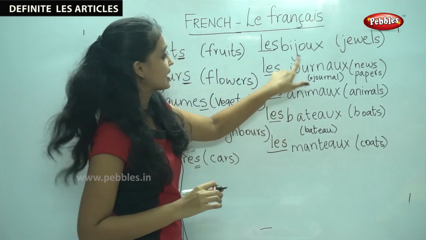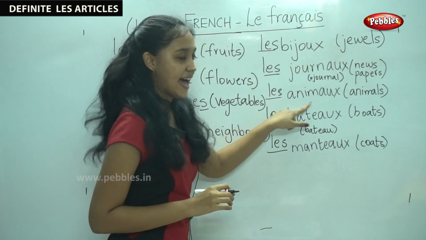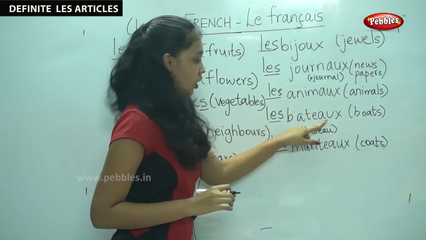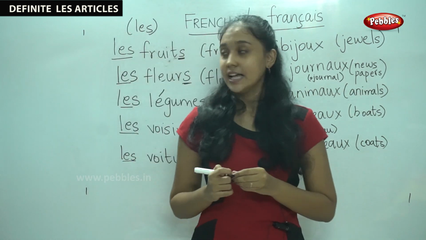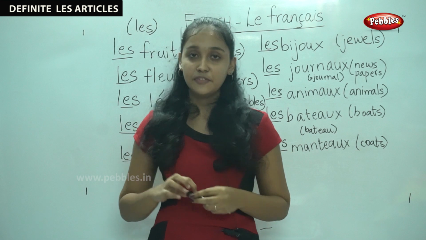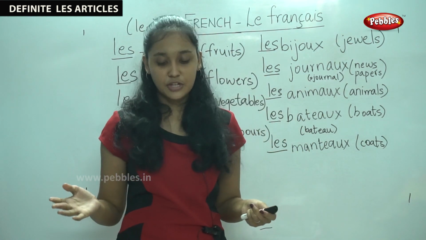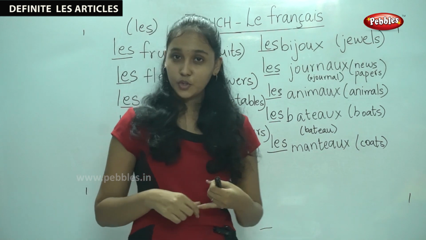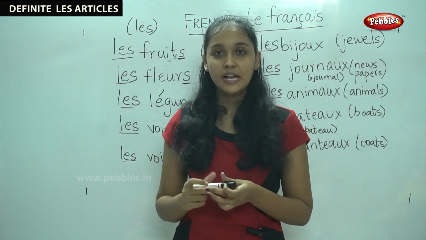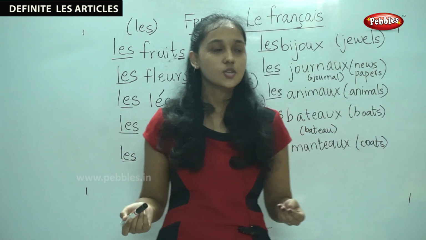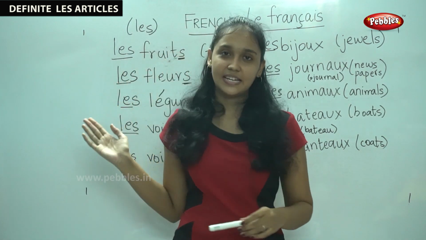Okay, let us see these once again. Les bijoux, les journaux, les animaux, les bateaux, les manteaux. Have you understood these? This is a summary of the definite articles. You can try to name the objects that you use every day. For example, as I told you before, your books, la gomme, the rubber. If it is in the plural form, les gommes. So I hope you are not getting confused. If you are confused, just go over it once again. It will be clear.